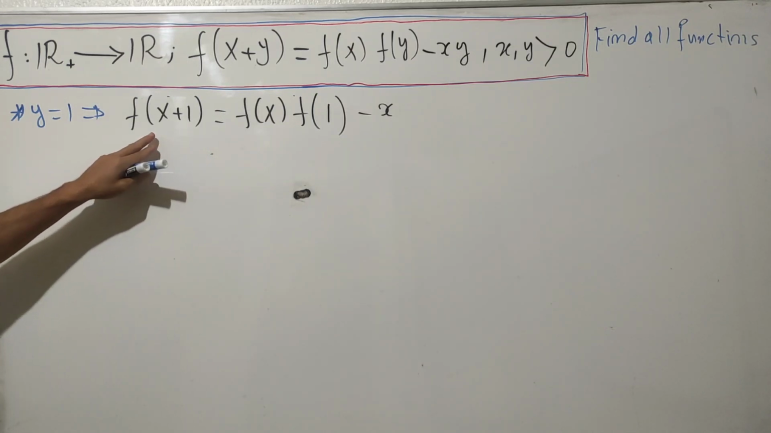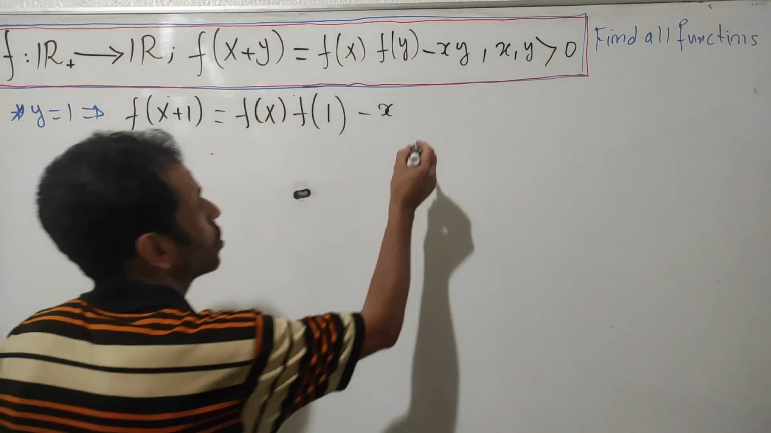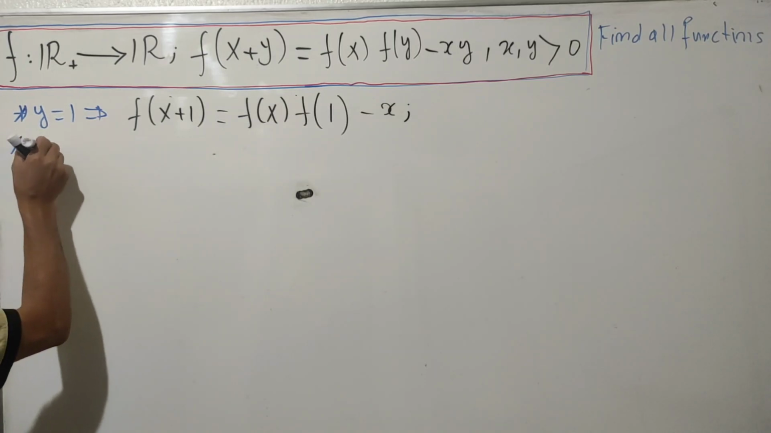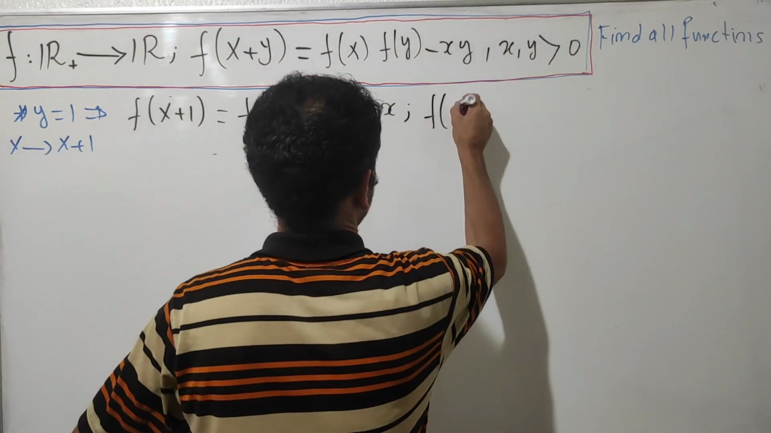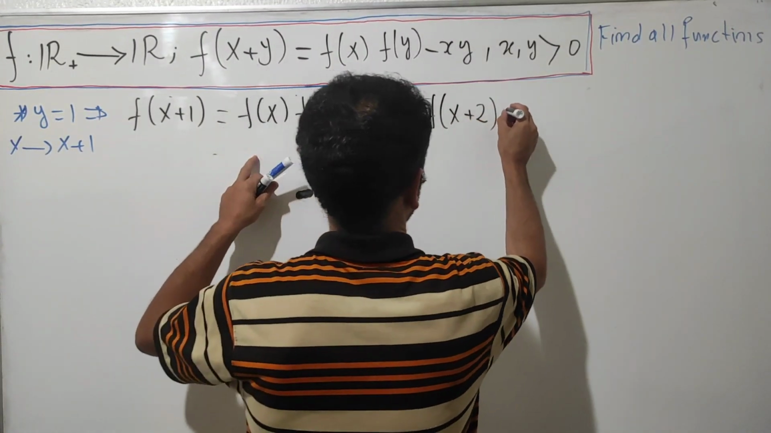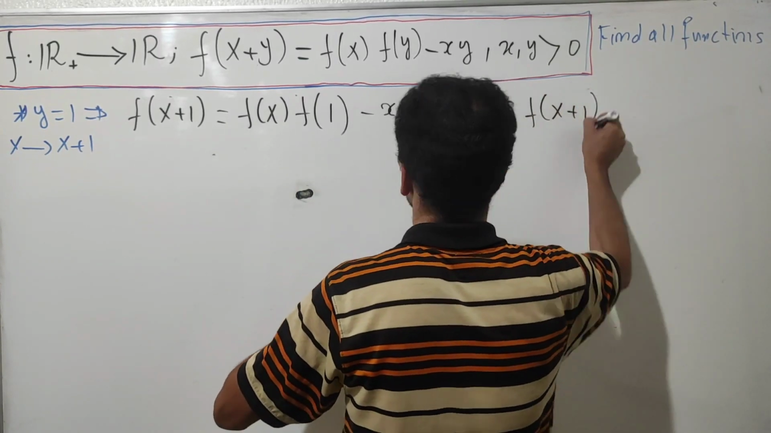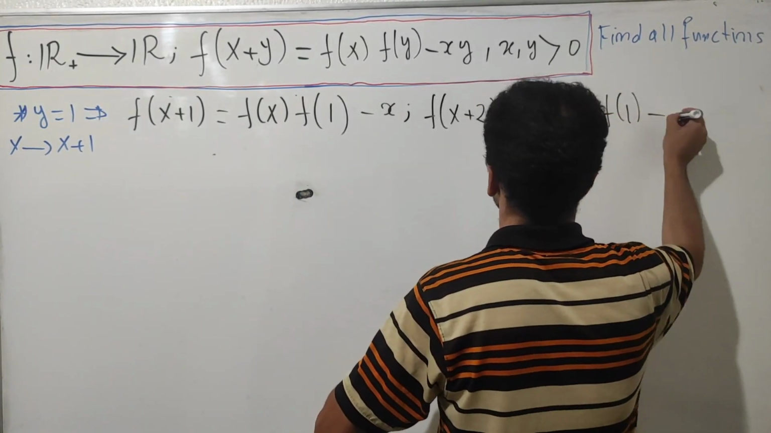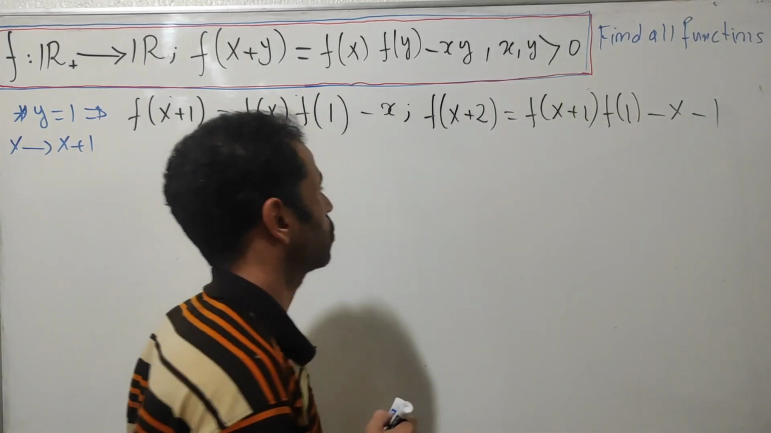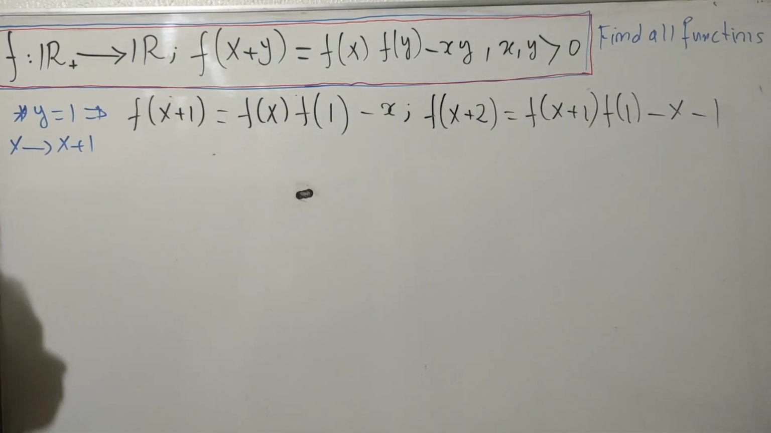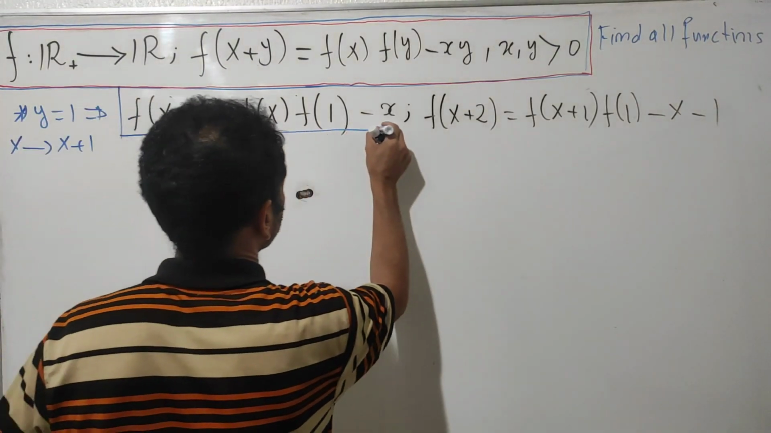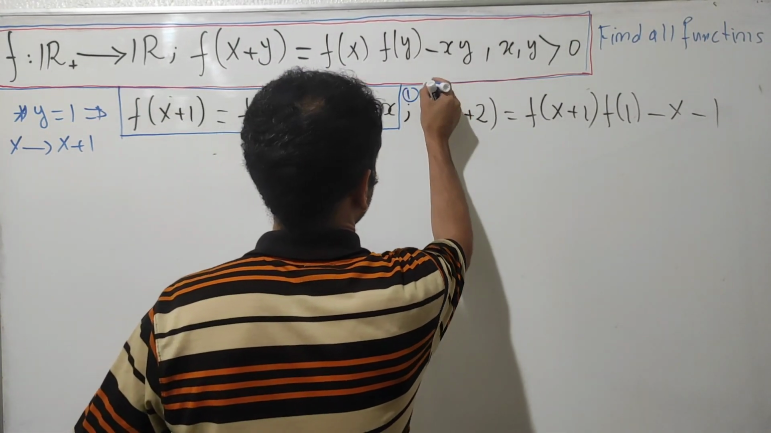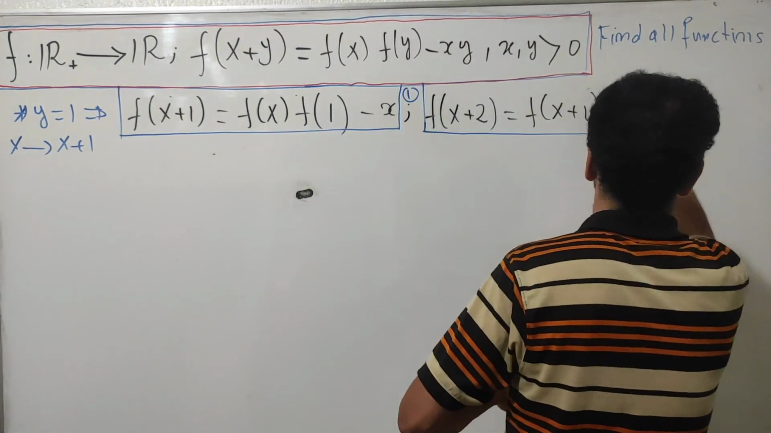Okay, now I have the equation in terms of x. Now I'm going to replace x with x plus 1. So I get f of x plus 2 equals f of x plus 1 multiplied by f of 1 minus x minus 1, because I'm replacing x with x plus 1. By the minus sign, everything becomes negative there. Okay, now I have two equations: this is equation number 1, and I get equation number 2.